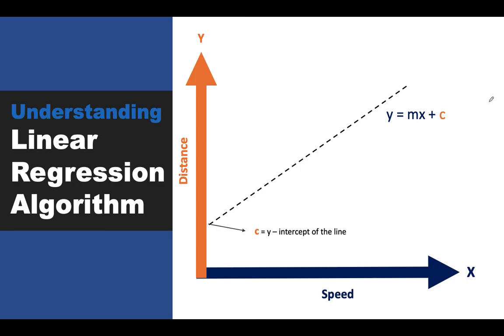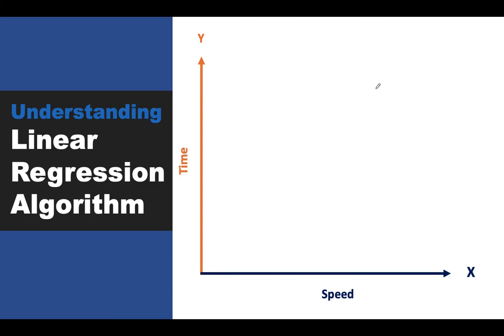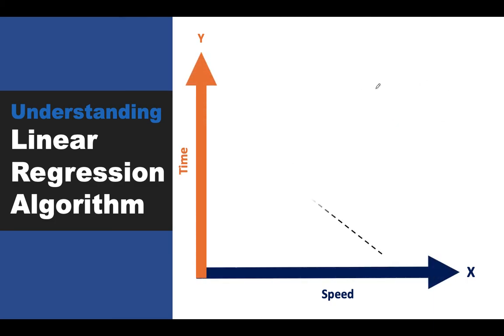So we actually want to find the value of this m and the c, and on this basis we can make some linear models over there. Okay, so let's say this is time and speed, and this time we are getting a negative relationship in the graph, and that would be y equals minus mx plus c.